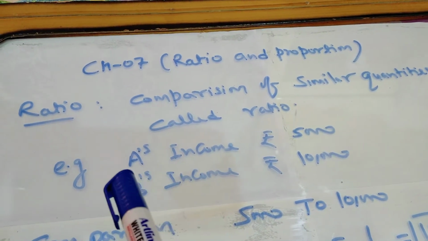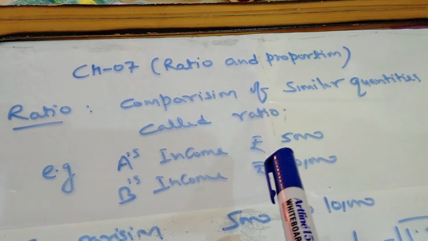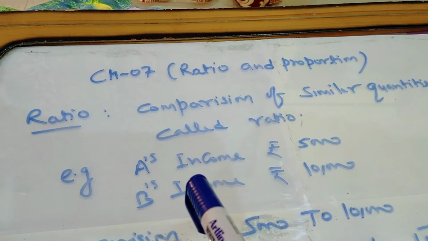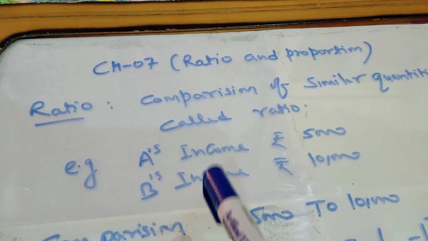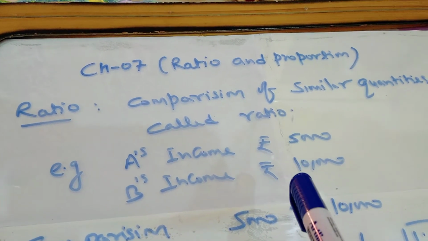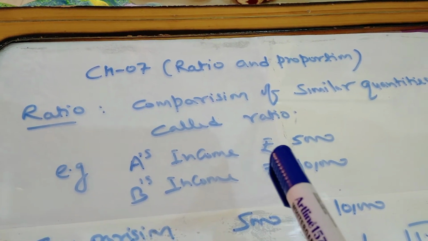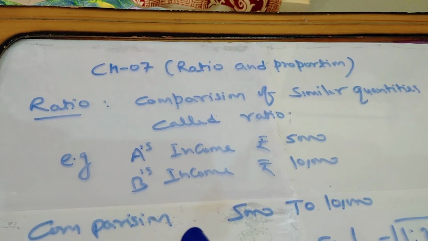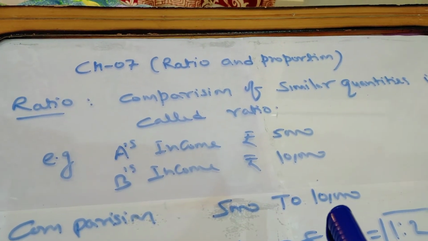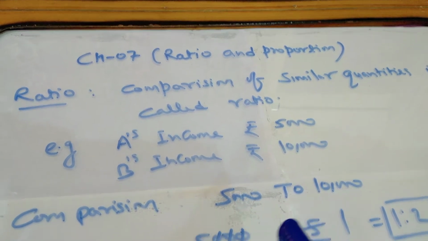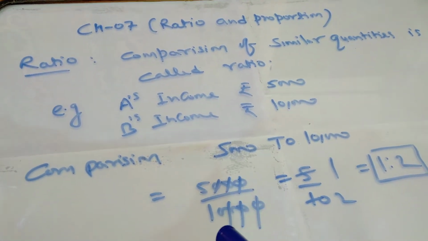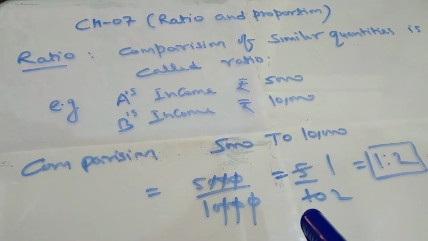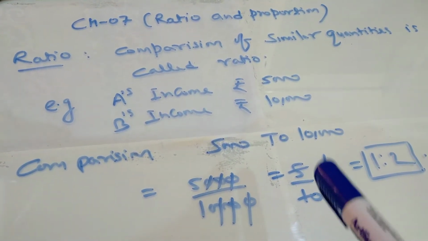Suppose A's income is rupees 5,000, and B's income is 10,000. So I am comparing these two quantities which are similar, because this is also rupees, this is also rupees, so it has to be similar. See how we can compare it. First of all, we write 5,000 to 10,000. Colon means upon. So 5,000 upon 10,000, 3 zeros cancelled out. So 5 upon 10, after cancelling out, you are getting 1 upon 2.